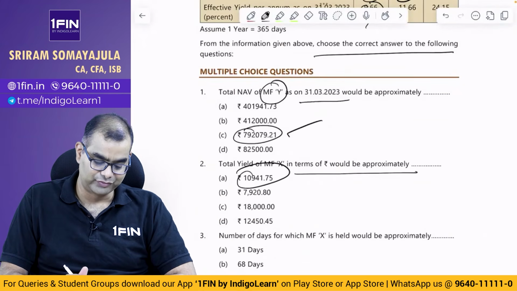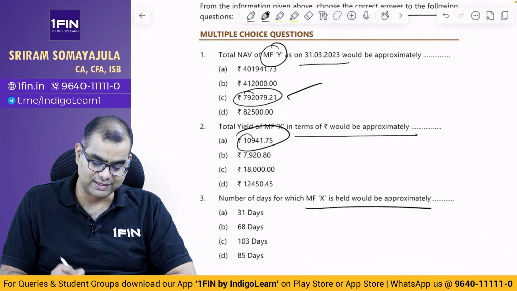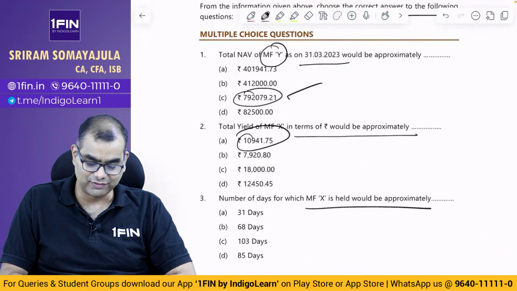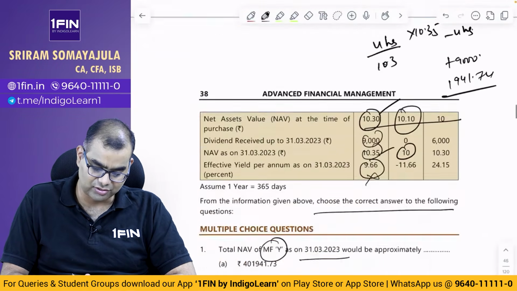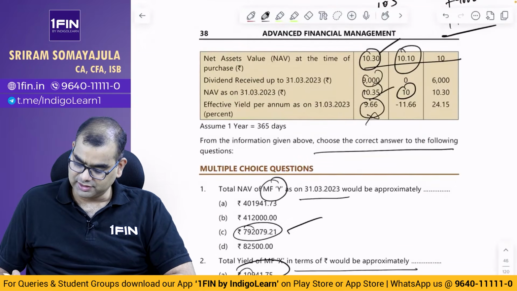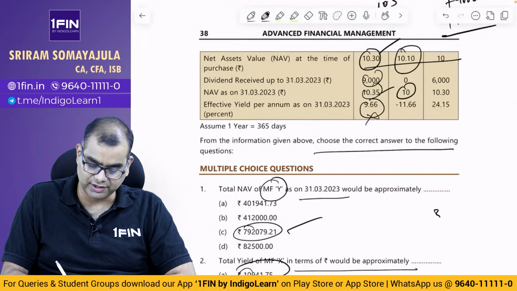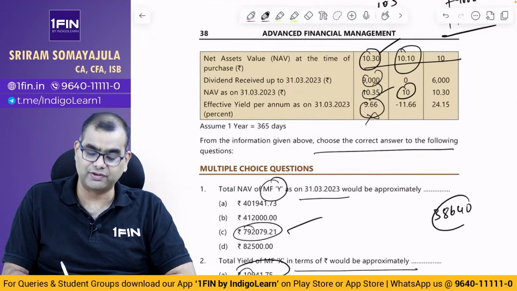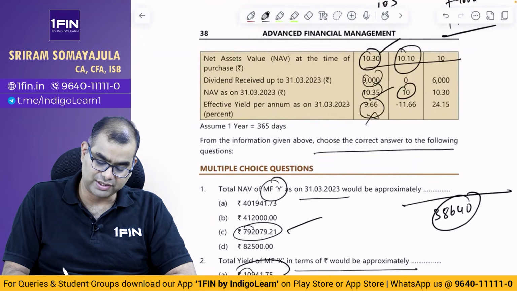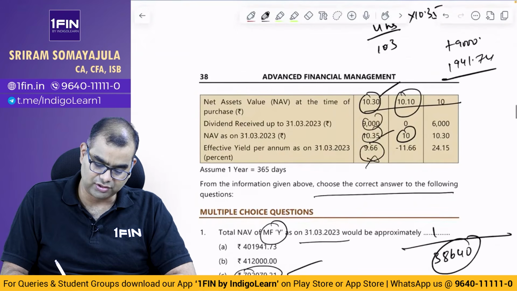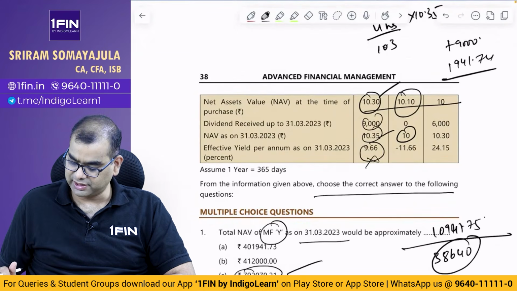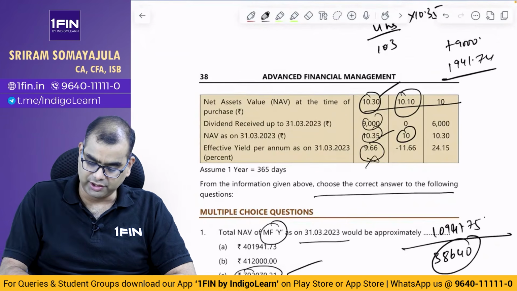See, very tricky. Number of days for which Mr. X held the investment. Now this is the point. 4 lakhs into 9.66% is 38,640 if it were held for a full year. But how much did they actually get? 10941.75. So what is the ratio? 10941.75 divided by 38,640 is 0.28 years.